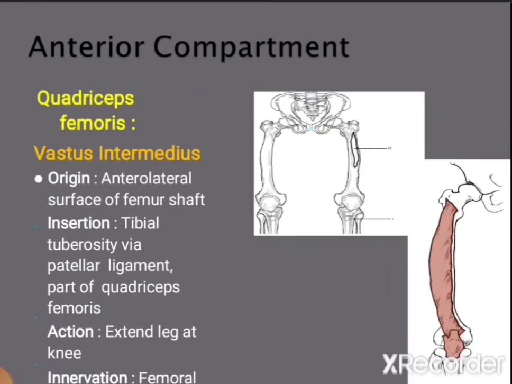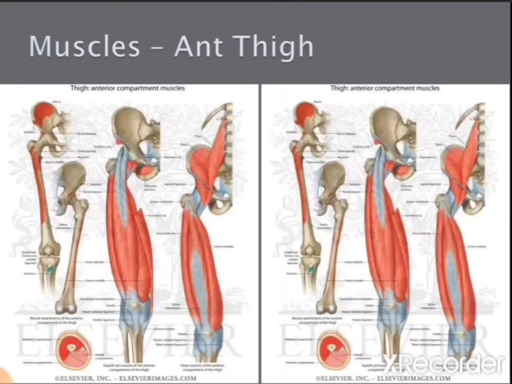Then the fourth muscle is vastus intermedius. It arises from the anterolateral surface of the femoral shaft and is inserted on the tibial tuberosity via the patellar ligament. Action is extension of the leg at the knee. Innervation is by the femoral nerve.